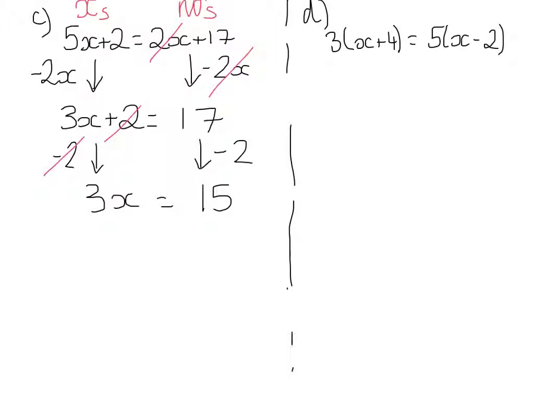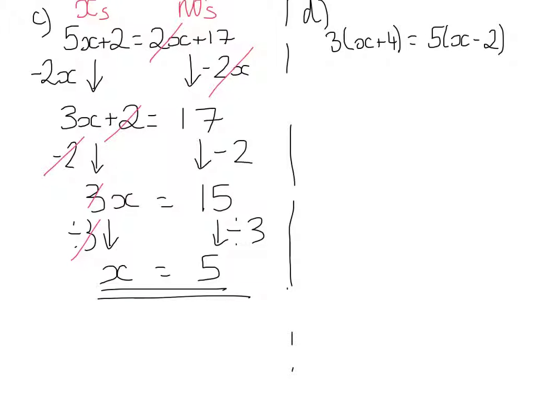Final step, need to get rid of this 3. At the moment I am multiplying by 3, so I need to do the opposite of multiplying by 3, which is dividing both sides by 3. Now these cancel each other out, so all I'm left with on my left side is an x, and on my right side I've got 15 divided by 3 gives me 5, so my final answer is x equals 5.